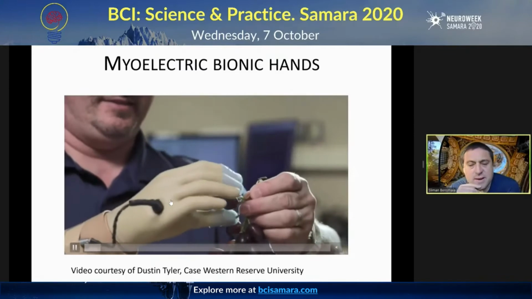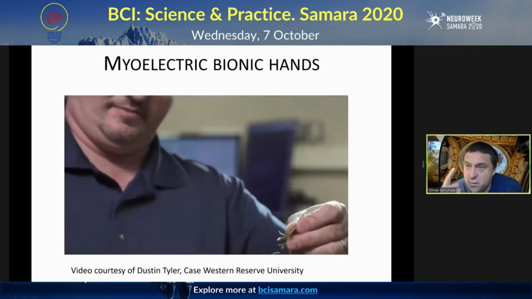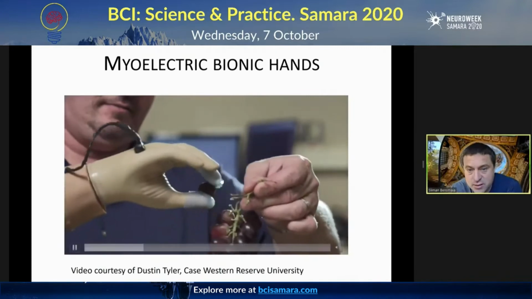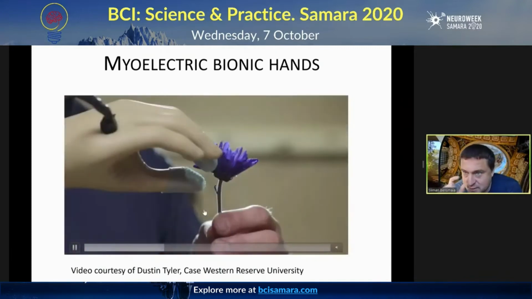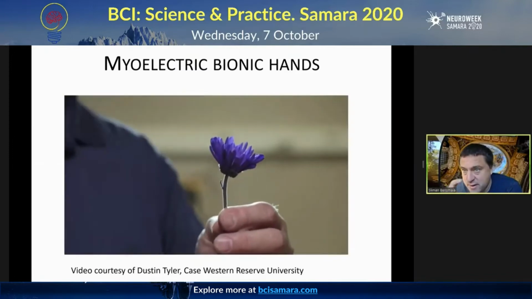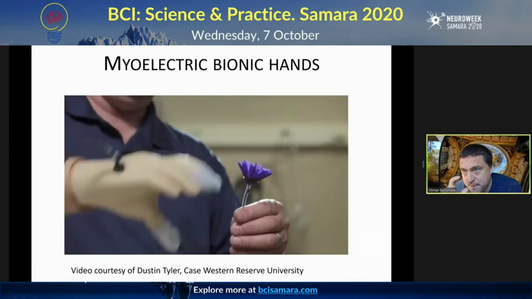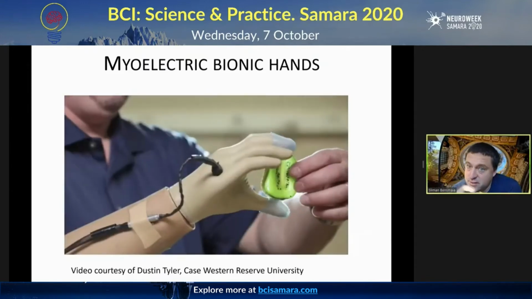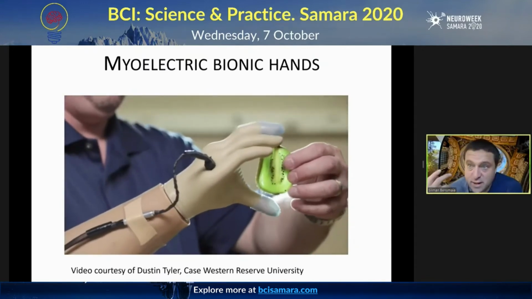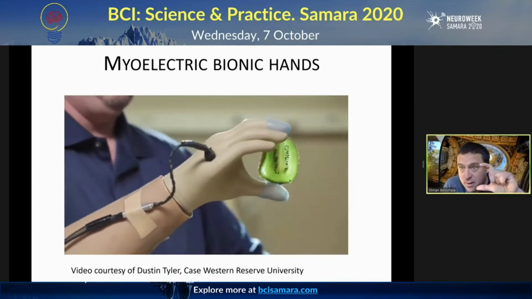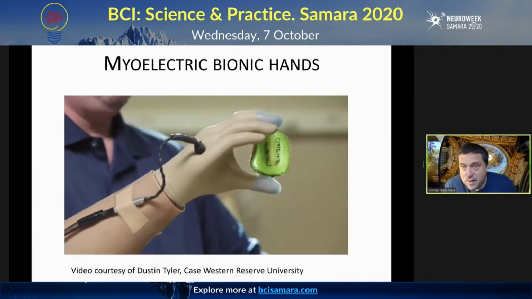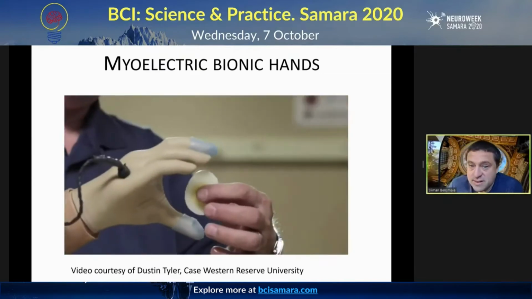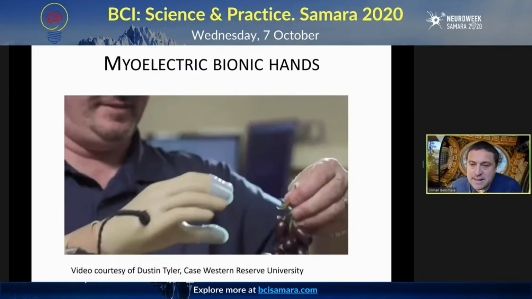So this is my colleague Dustin Tyler at Case Western University, just to show you the Gen 1 algorithms, where there are sensors on this hand that convey to him a sensation of touch that is modulated by how much pressure he's exerting on these very fragile objects. You can see how remarkably well, accurately and precisely he can modulate his force, which he could not do without this tactile feedback. But that was Gen 1, and a lot of progress has been made on the sensory encoding algorithms, and I'm going to tell you a little bit about that.